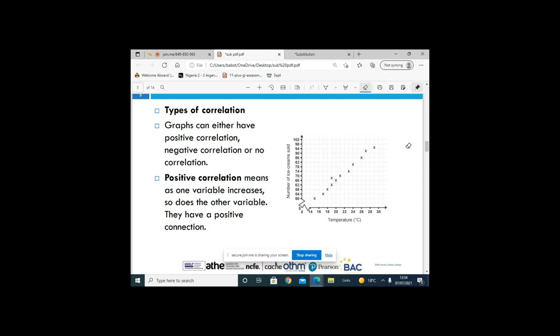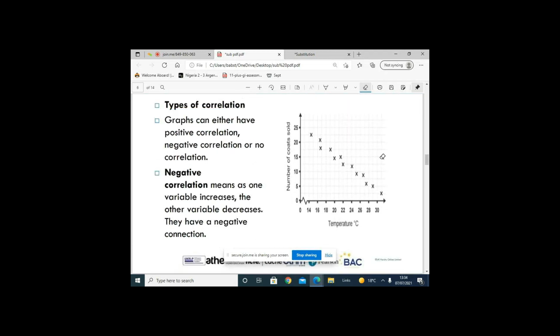Positive correlation means that as one variable is increasing, the other one is also increasing. So the second one is called a negative correlation. The graph can either be positive, we know that already. Negative correlation means that as one is increasing, the other is decreasing. So look at this example he gave us here now.